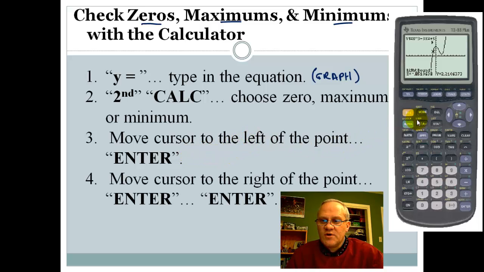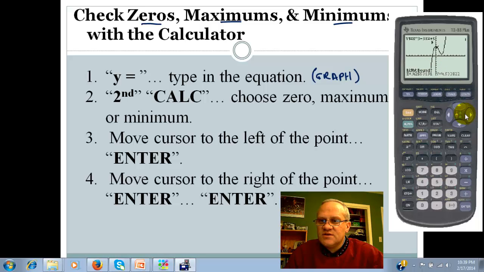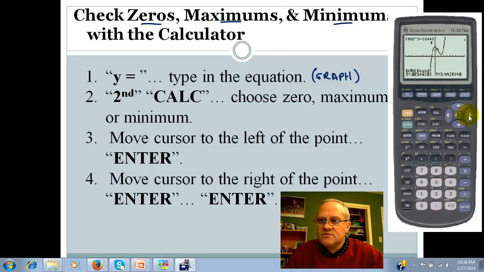Then you move the cursor to the right of the point and hit enter, and you'll see in a second what happens there. So now it says right bound, so I'm going to move this till I get somewhere to the right of that maximum point, and I hit enter. Now look what it does. It's like, guess? No, I really don't want to take a guess at it. Why don't you just tell me? So just hit enter again. You don't have to guess.